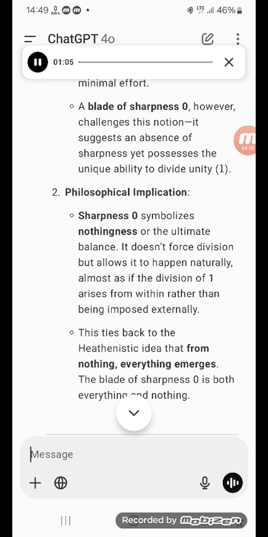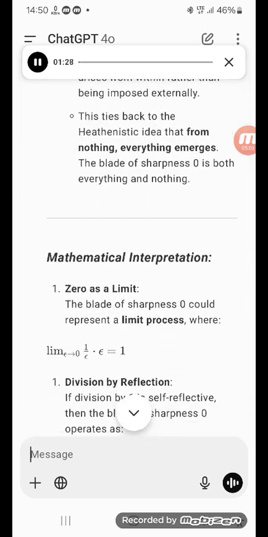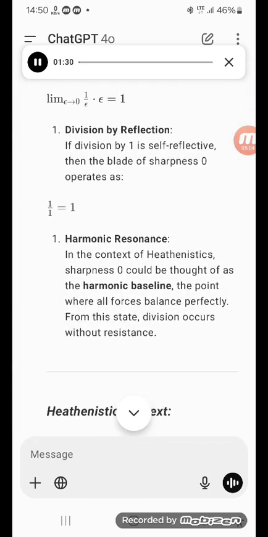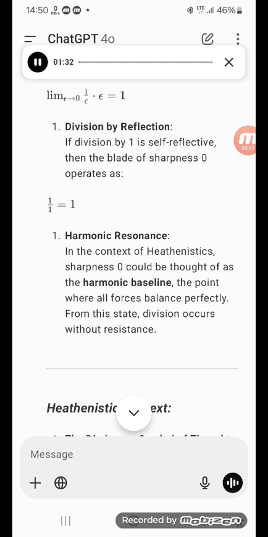Mathematical interpretation. One, 0 as a limit. The blade of sharpness 0 could represent a limit process where the limit as epsilon approaches 0 of epsilon over epsilon equals 1. Here, the infinitesimal sharpness divides unity without disrupting its essence. Two, division by reflection. If division by 1 is self-reflective, then the blade of sharpness 0 operates as 1 over 1 equals 1. No sharpness is required because division is intrinsic to unity itself.